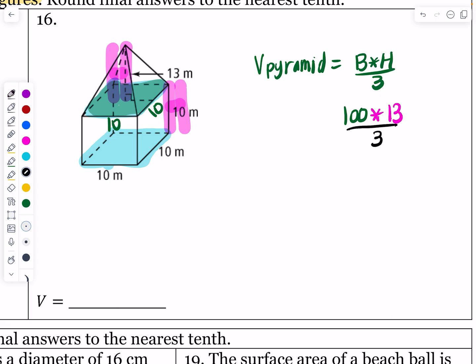So that's going to be 1,300 divided by 3. That is going to give me a volume of 433.3, when I round it, meters cubed for my pyramid.